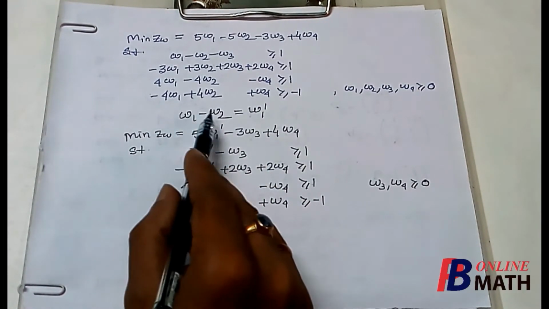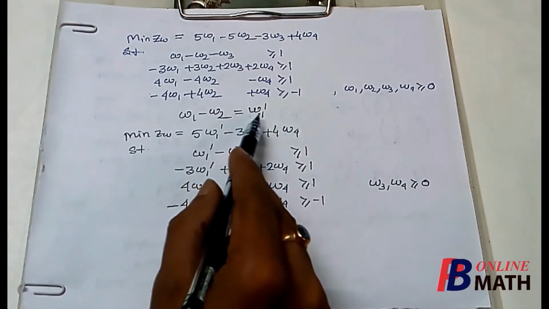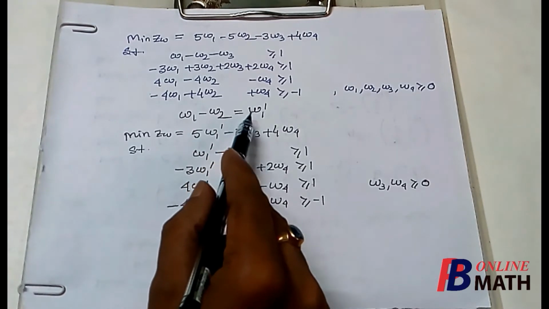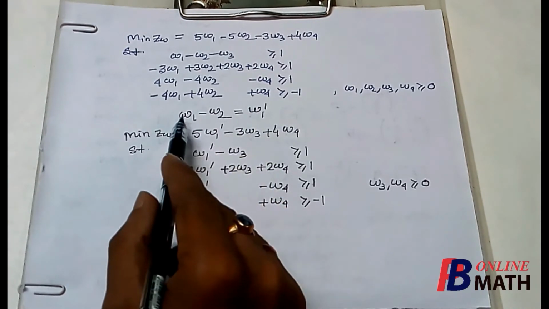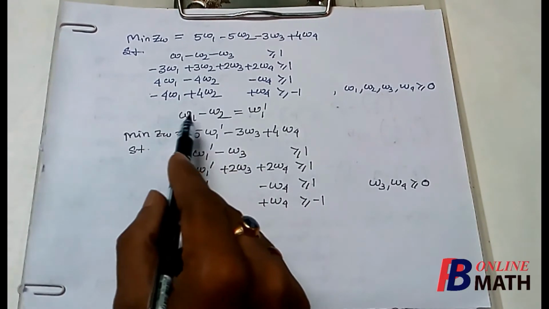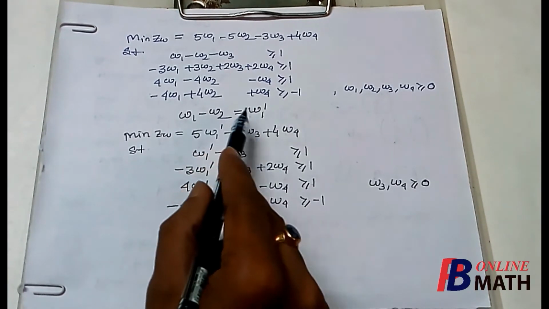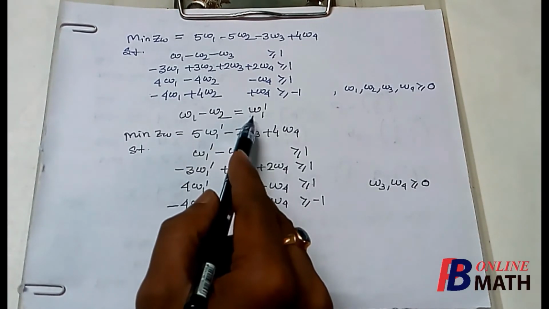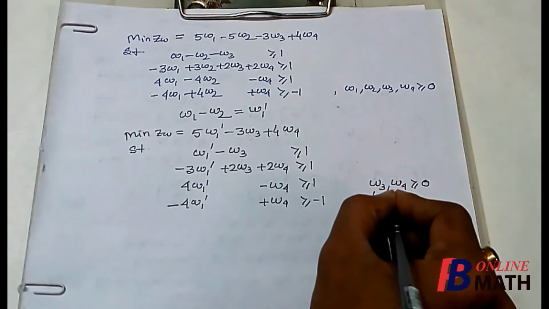Now omega 1 and omega 2 both are non-negative, so what will be the sign of omega 1 dash? Now here we find that omega 1 dash can be negative, can be positive, or can be 0. If omega 1 is greater than omega 2, then it is positive. If omega 2 is greater than omega 1, then it is negative. If omega 1 is equal to omega 2, then it is 0. So the sign of omega 1 dash cannot be found. So here we write omega 1 dash is unrestricted.